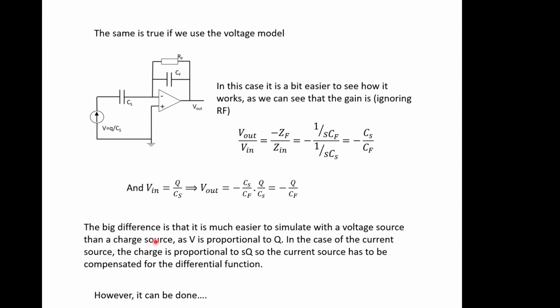Right, so the difference is that it's easier to simulate with a voltage source than a charge source, as V is proportional to Q. In the case of the current source that we just looked at, the charge is proportional to SQ, so the current source has to be compensated for this differential function that's in there. But you can do it. So how do we simulate this?